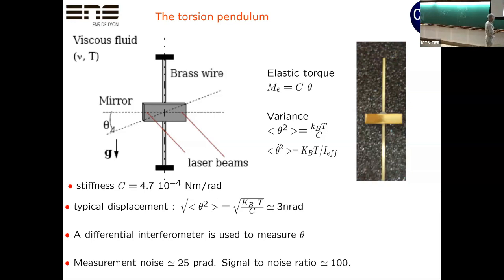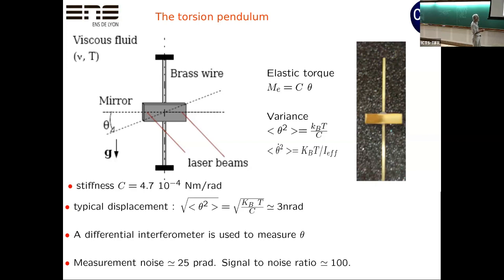For example, you have a mirror that in this case is suspended by wires, and the mirror, of course, can rotate in these directions, making an angle theta with respect to the position. Then you have two laser beams doing interference in a very sophisticated interferometer apparatus that allows you to measure theta very precisely. Typical displacement for this system is 3 nanoradians, the standard deviation of the fluctuation induced by the noise.